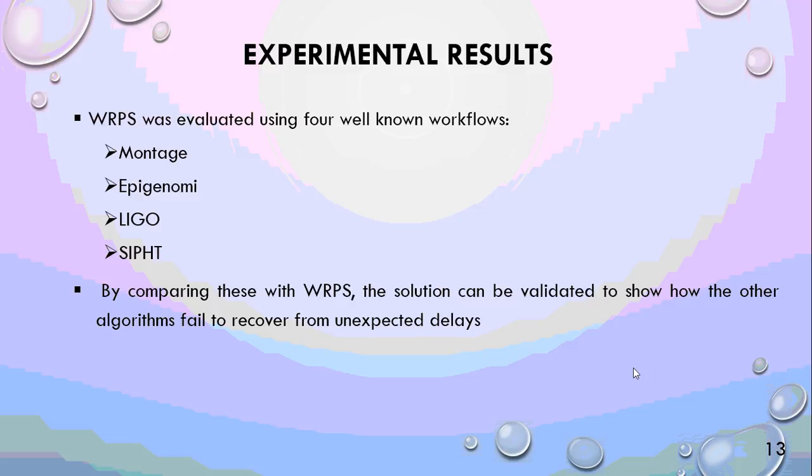The WRPS algorithm has been experimented, like we said, and the results are evaluated using 4 well-known workflows: montage, epigenomic, LIGO, SIPHT. By comparing these with WRPS, the solution can be validated to show how the WRPS algorithm is successful in cases where the other algorithms fail to recover.